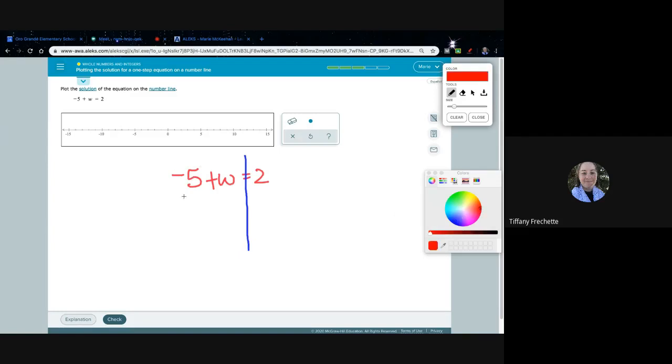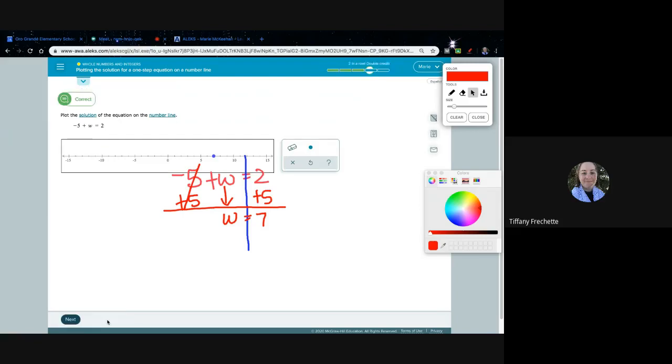And we want to undo what's being done. So I have -5. I'm going to add 5 to both sides. -5 plus 5, they're opposites. So I subtract and I get 0. W comes down, equals 2 plus 5, I get 7. All right, so now, as long as I didn't make another silly little mistake, we should be good to go. All right, so we finished that one. Yay.